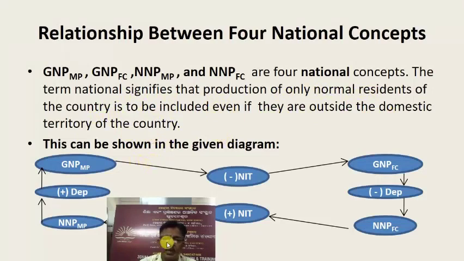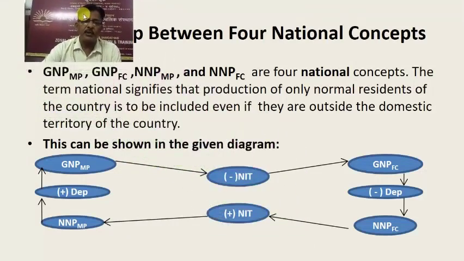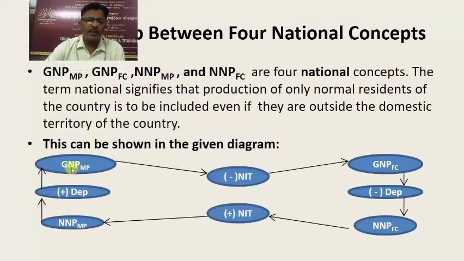This can be given in the following diagram. You can clarify it. Just I am putting it here for your simplification. Here GNPMP, you start with GNPMP. So from GNPMP, if you deduct NIT, you get GNPFC. Okay. Then from GNPFC, if you deduct depreciation, what will you get? NNPFC. Gross से depreciation हटा दो, net मिल जाएगा.